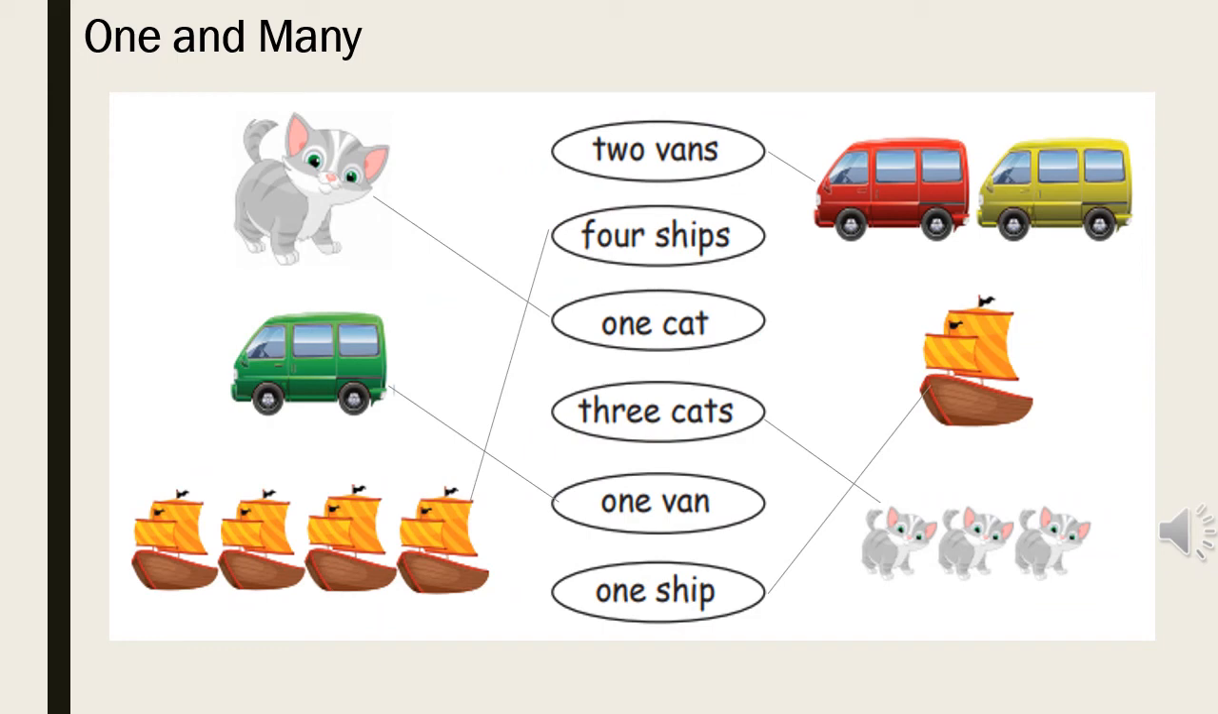Okay, from the previous video, you might have seen what is one and many, or what is singular and plural. So to a noun, if you add s, it becomes plural. So here we have one cat, you have two vans, you have three cats, you have four sheep, you have one van, one ship.